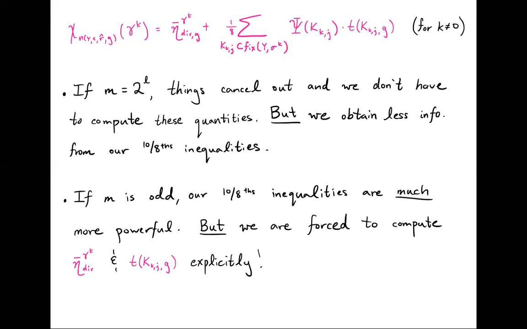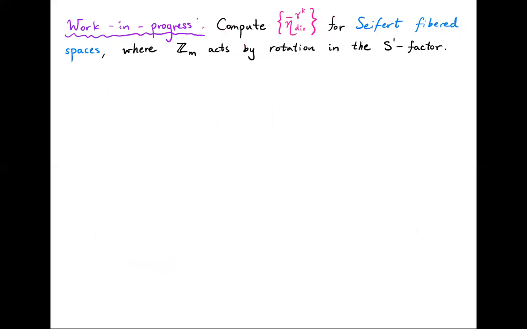But if m is odd, it turns out that our 10/8 inequalities are actually much more powerful. But in order to compute these equivariant correction terms, we're forced to compute the equivariant eta invariant of the Dirac operator and this torsion invariant explicitly, which totally sucks. But we can try our best. Some work in progress after this set of work: try to compute these equivariant eta invariants for the Dirac operator for specifically Seifert fibered spaces where Z_m acts by rotation in the S^1 factor with respect to the usual Seifert metric. So a very concrete thing.